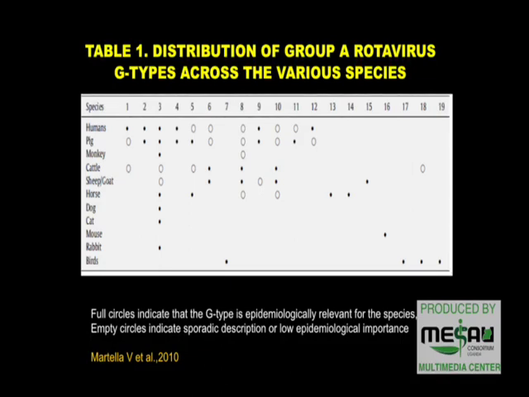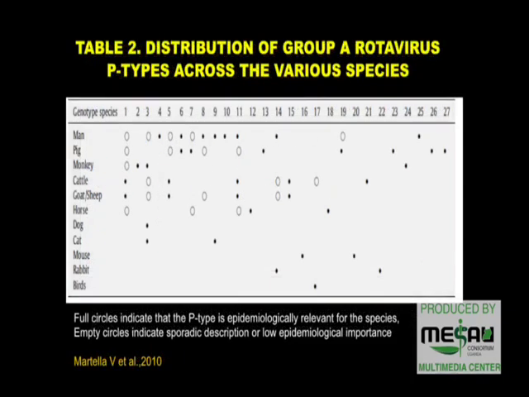And yet you find that some of these genes which are not seen in humans are present, for example, in other species. Likewise, for P-type, we find that there are some P-types which are present. The ones shown are the ones which are most common. For example, this G3 is common in some species, it's rarely found in humans, but in pigs it's not found at all.